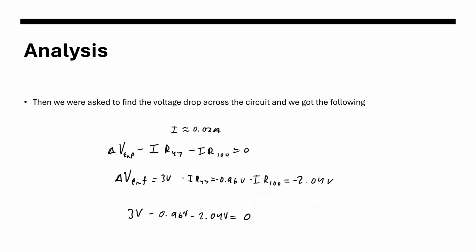So a little bit of analysis. Then we were asked to find the voltage drop across the circuit, and we got the following. Using the voltage drop equation, setting it equal to 0, we calculated each of them independently, as you can see right there. We got the values, and once we summed them all together, they all equaled zero, which was what should happen, which is good.